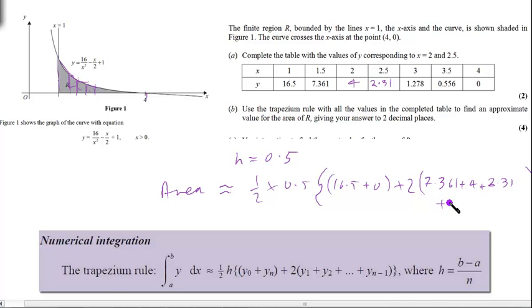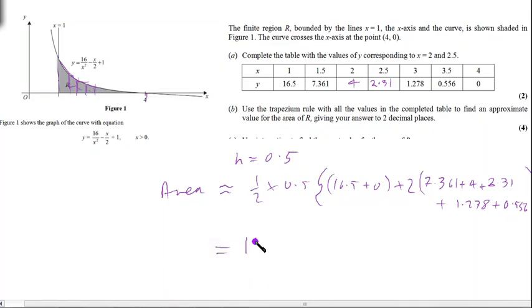I'm not going to have space in there, let's just put the values down here. Plus what we got, 1.278, 0.556. And when you calculate all of that, you get 11.88 to 4 significant figures. Well, 2 decimal places is what we're working with.